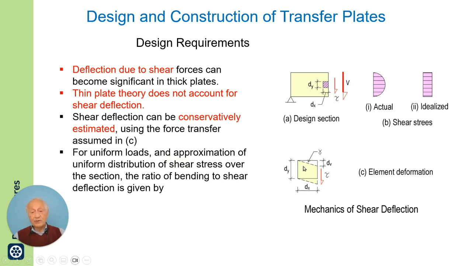If you want to estimate it, for uniform loads, with an approximation of uniform distribution of shear stress over the section, the ratio of bending to shear deflection is given by this relationship. Bending deflection divided by shear deflection depends on span to depth ratio. This is based on this mechanism. So the larger the thickness, the larger will be the ratio here.